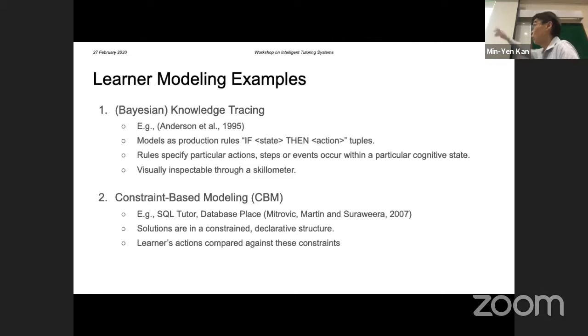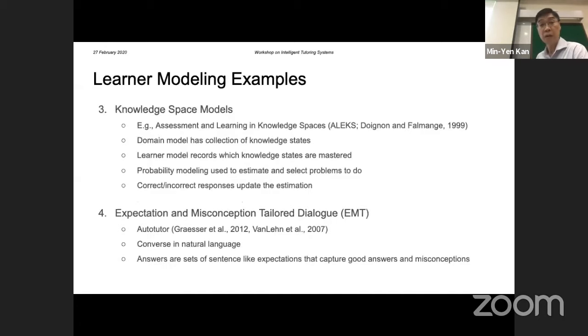Yeah. So the first one is step-by-step tutoring. You only check each step at a time. The second one is you produce an artifact. The student produces an artifact, and it could be a science model, could be a concept map. You take the artifact and analyze it for what kind of constraints it may have violated. And then there are other ITS using knowledge space models. This one is very similar to the first one, the knowledge space models. And expectation and misconception is very good for natural language dialogue.